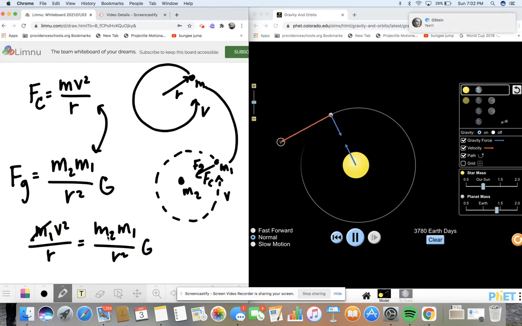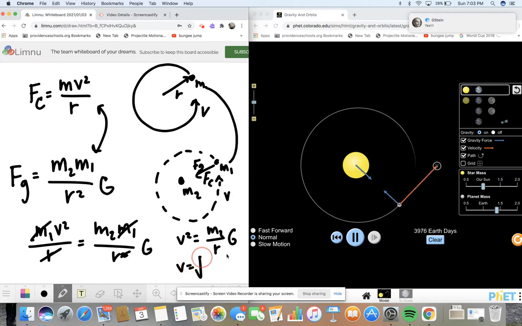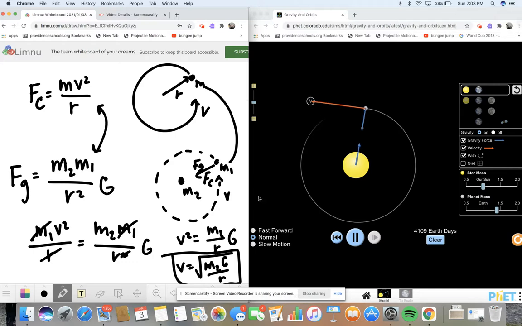And now our m1s cancel out. We have one r that cancels out. And we end up with v squared equals m2 over r times g. V equals the square root of m2 g over r, which was the equation for velocity they introduced in the last equation. So now you can see where this comes from, and you can see why the mass of the planet actually does not affect the velocity. It's because of this mathematical law that is behind all of these forces.